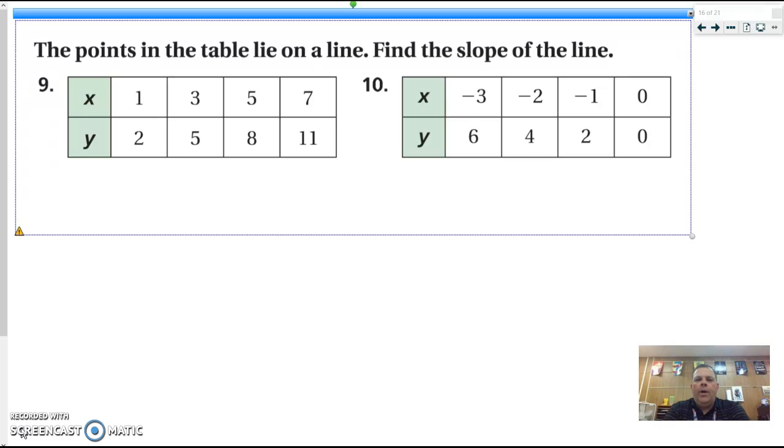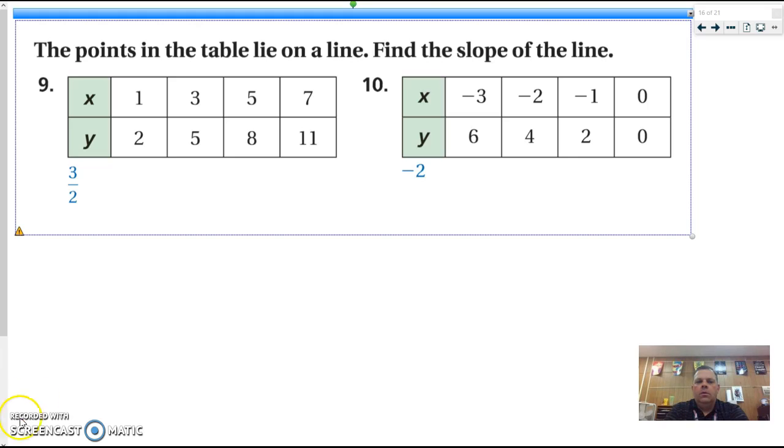Please use these points in the table to find the slope of a line. Have some people try to use the first 2, have some people try to do the last 2, and have other people try to do the first and last. Please pause the video to allow students to try to find the slope.